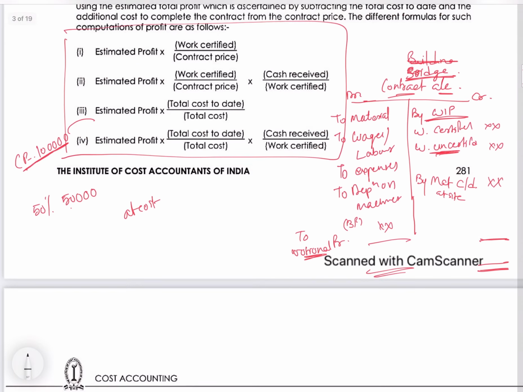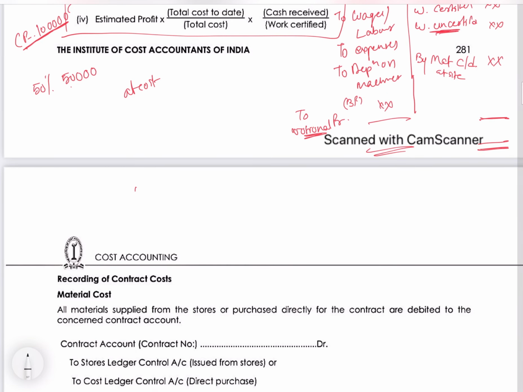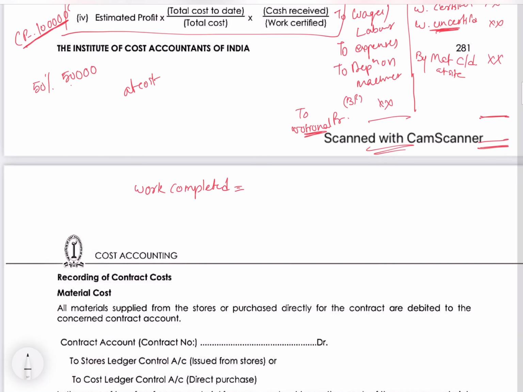Understood? Next, one more thing I want to explain: the surveyor comes, he will verify and say this much work is completed, right? And on that basis, we will calculate work certified. Now, work certified is calculated on work completed. Work certified is nothing but, can I say, a percentage of contract price. What percentage? Percentage of work completed on contract price.